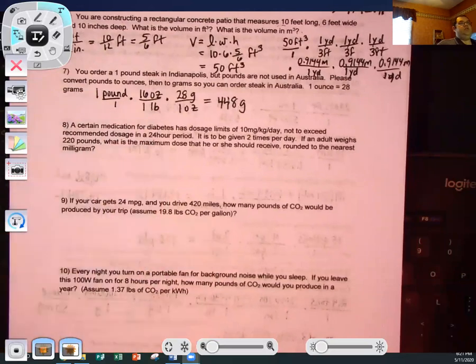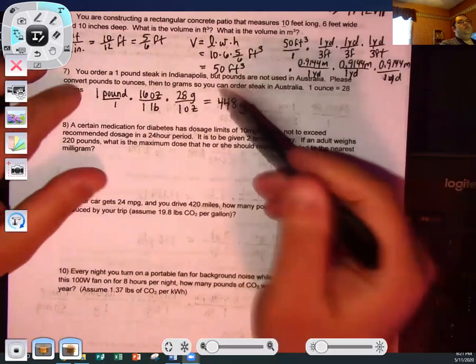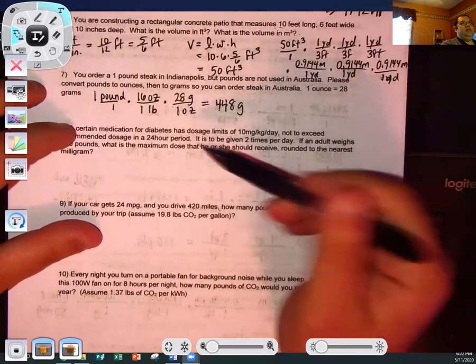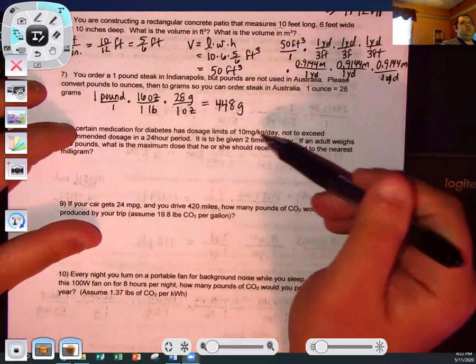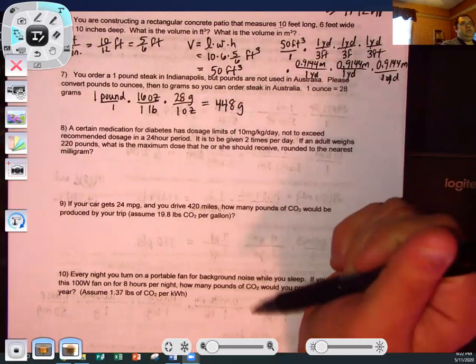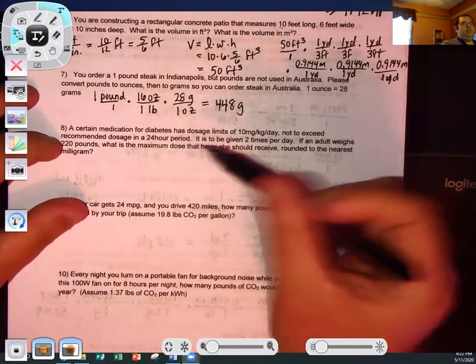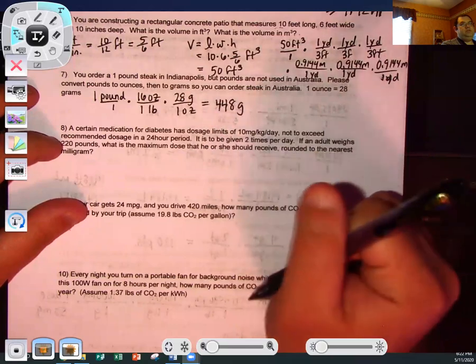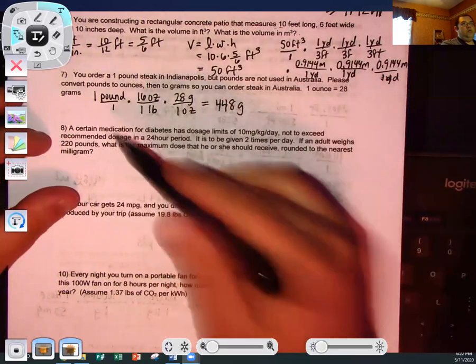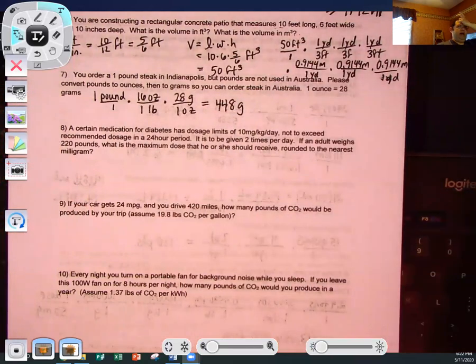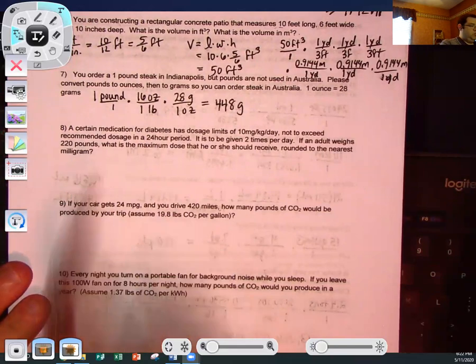Okay. So next up, dosage calculation. So we have a medication for diabetes that has a dosage of 10 milligrams per kilogram per day. That's the limit. And you're not to exceed that recommended dosage in a 24-hour period. It is to be given 2 times per day. If an adult weighs 220 pounds, what is the maximum dosage that he or she should receive rounded to the nearest milligram? Okay, so we're going to start with the weight.